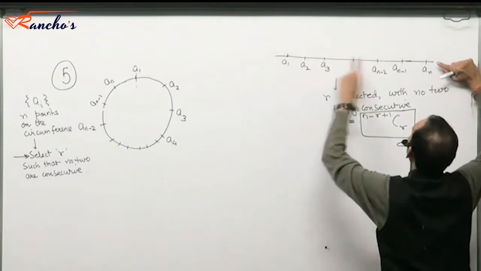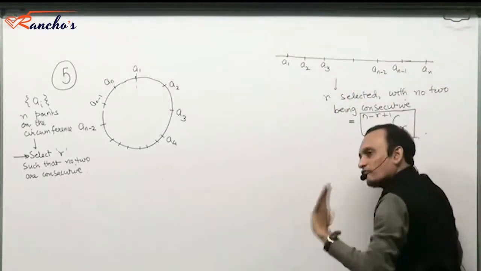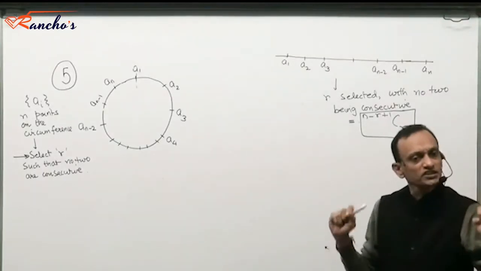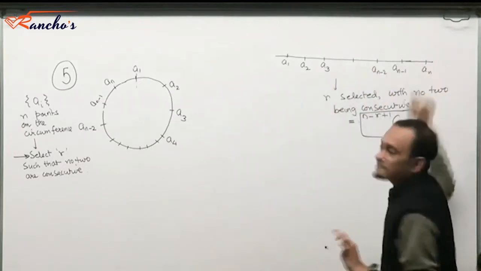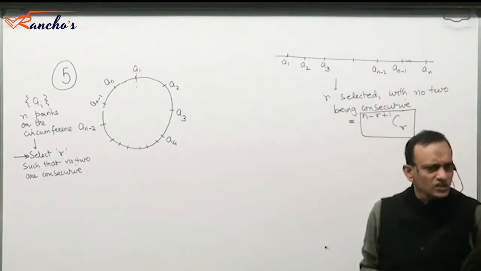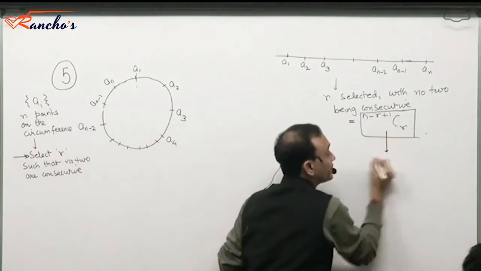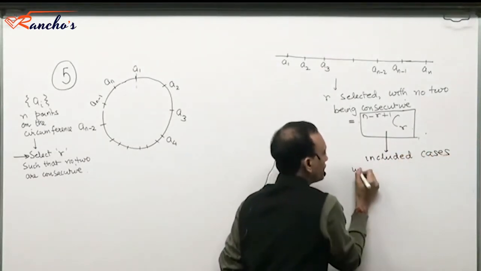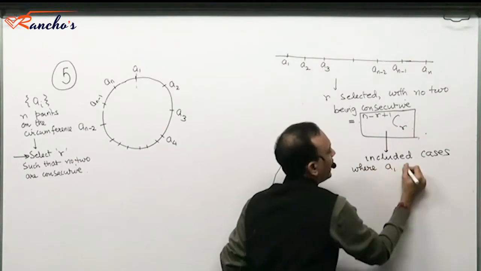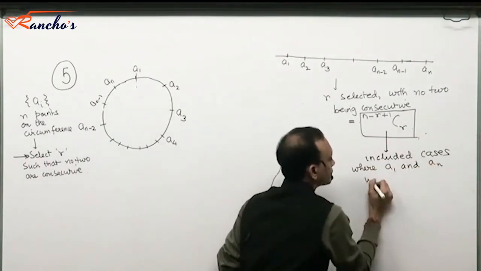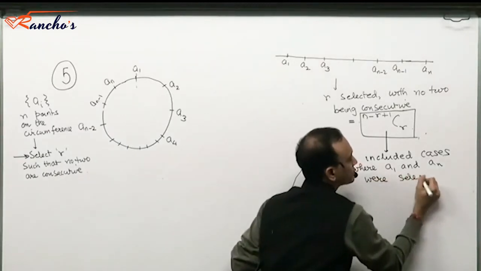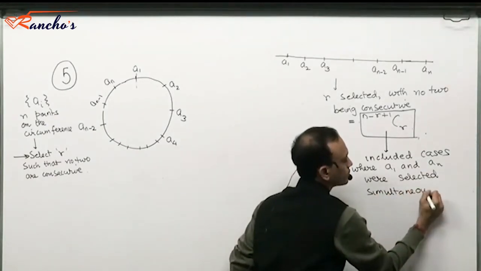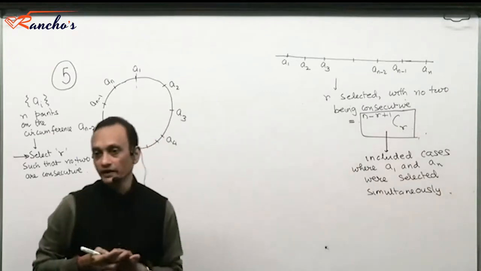If A1 to AN were placed along a straight line, then the number of ways in which you could select R such that no two were consecutive was this. Did this include those cases in which A1 and AN were simultaneously selected? Yes, because they were anyways not consecutive, right? So this count included cases where A1 and AN were selected together, were selected simultaneously, right?